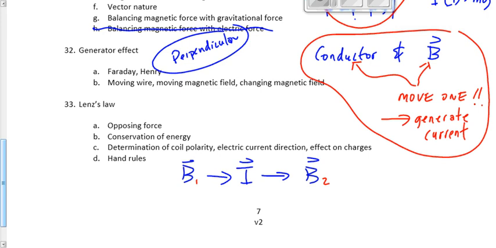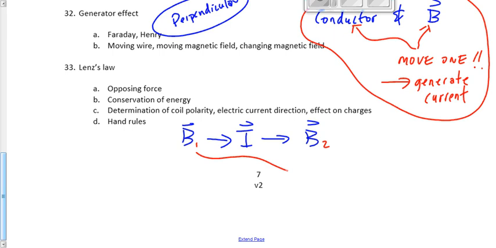Those two magnetic fields act together to oppose the motion of whatever it is that's moving. If it's the magnet that's moving, they oppose the motion of the magnet. If it's the wire that's moving, they oppose the motion of the wire. So basically, solving a Lenz's law problem, we usually end up using the coil rule in order to determine some kind of property of this Lenz's law thing.